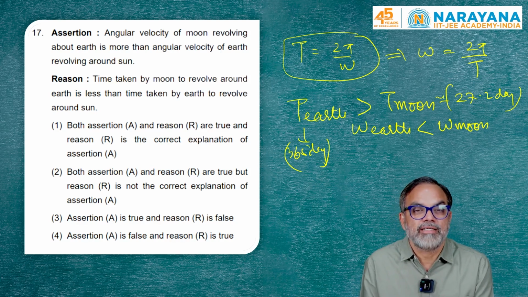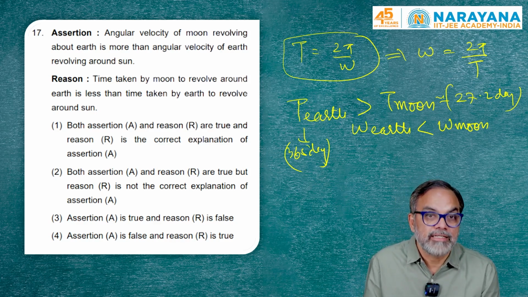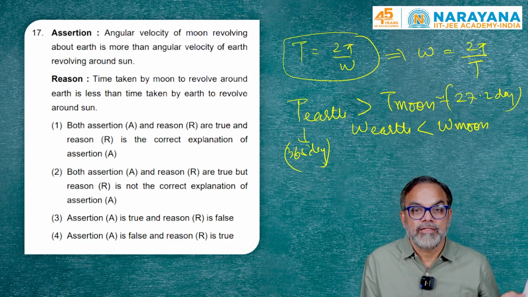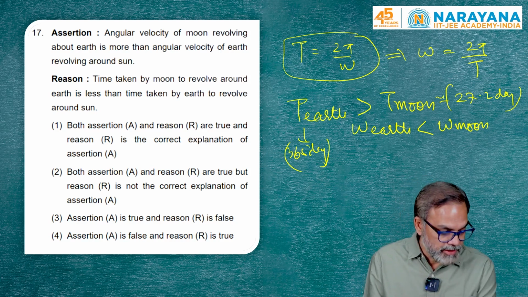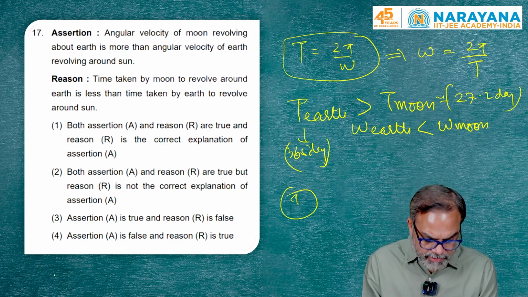So assertion is correct. Let's look at the reason. Time taken by moon to revolve around earth is less than time taken by earth to revolve around the sun. This is the correct statement and it is the explanation of the assertion. So our answer will be both are true and it is the correct explanation. So answer will be 1. Right, students? So moving further.